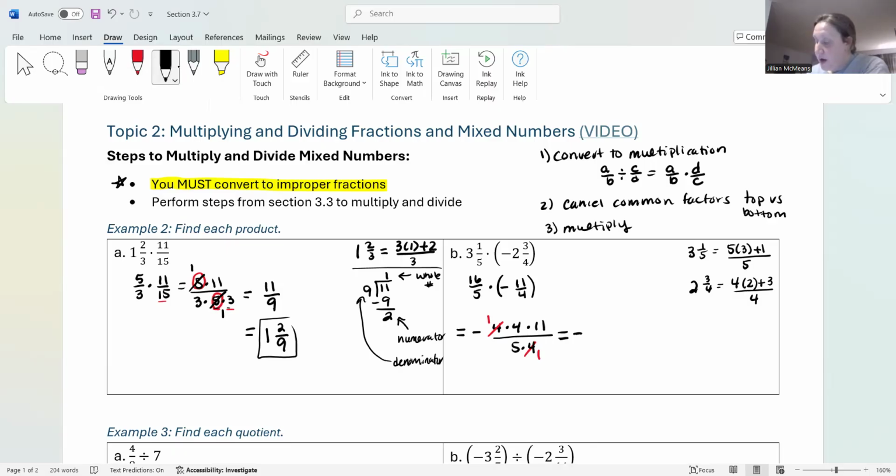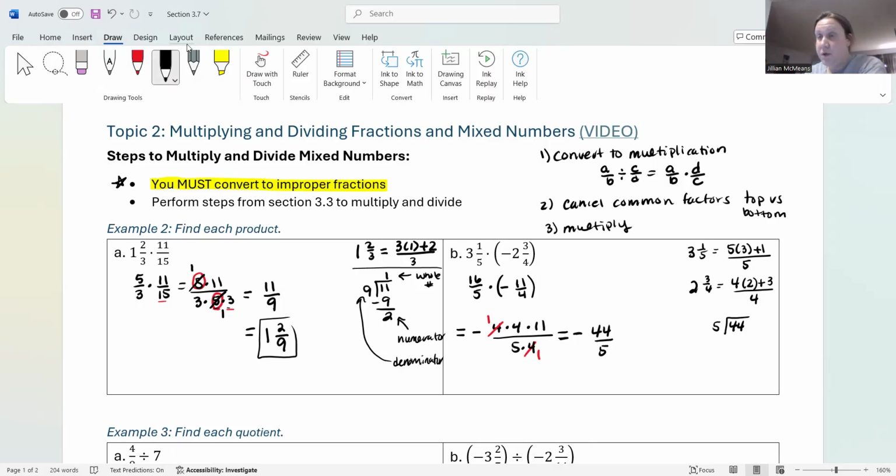And then in the numerator, I have 1 times 4 times 11. Well, 1 times 4 is 4. 4 times 11 is 44. And then in my denominator, I get 5 times 1, which is 5. And again, if you start with mixed numbers, it is totally normal to write your answer as a mixed number. So if you want to do the side work, you take the numerator divided by the denominator. So we ask ourselves, how many times would 5 go into 44?